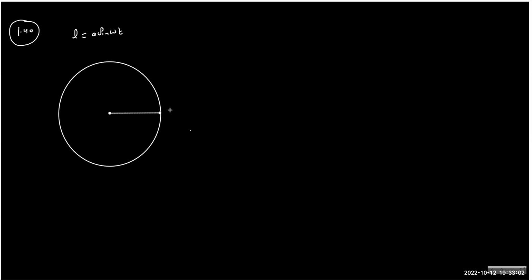So for circular motion, this is the displacement given. So this is fine. So if I say this is theta, this is fine. So sine theta by 2 is L by 2R. So L is 2R sine theta by 2.